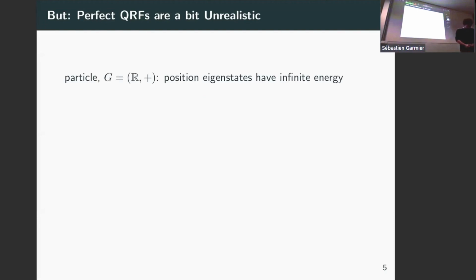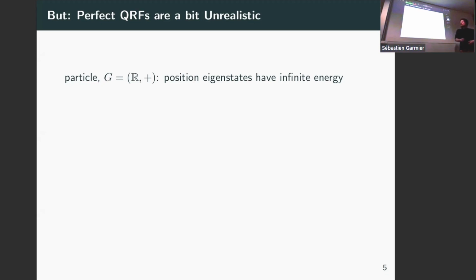Okay, so first example, let's take a quantum particle. Let's take the group of translations along one line, and we know that the position eigenstates of this particle are mutually orthogonal, and there is one for each position, one for each translation. So that actually makes a perfect quantum reference frame for this group of translations. However, the position eigenstates are not really physical. They have infinite energy, so we cannot actually even approximate them. At some point, we will spend so much energy by doing that it would be impossible.